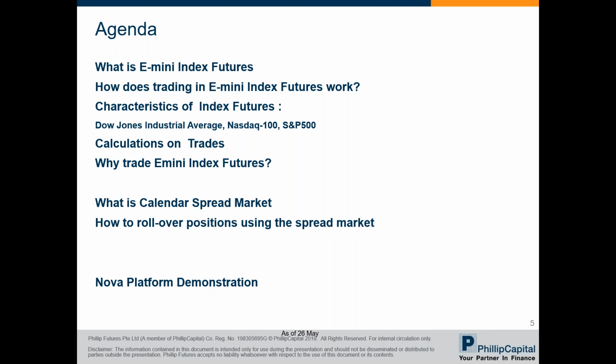The second part of the webinar will be touching on the calendar spread market. For investors who wish to continue to hold their position even when contracts are expiring, a rollover of the active month contract to the next month is required. This will be executed by closing the expiring month contract position and opening a new one. You can also do so with the spread market, which basically executes both trades simultaneously for you.